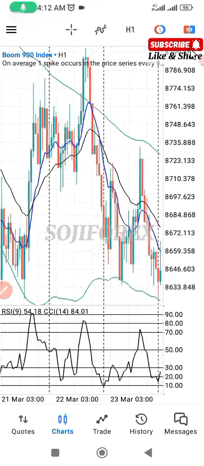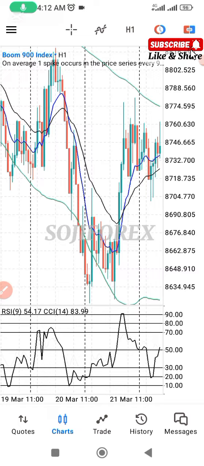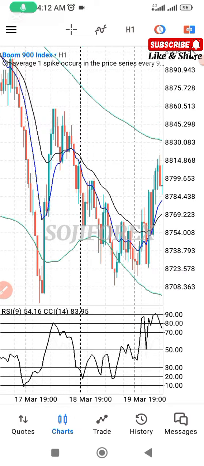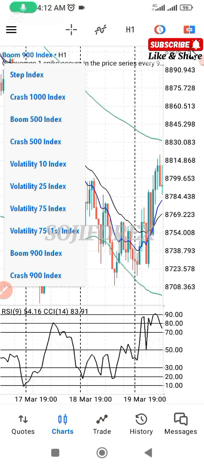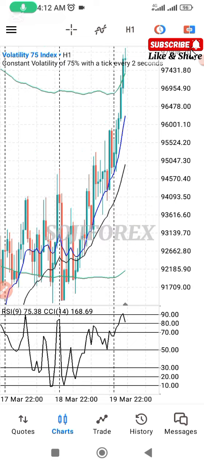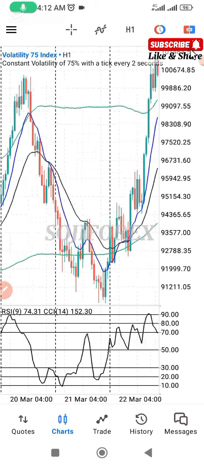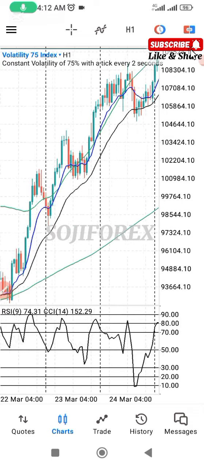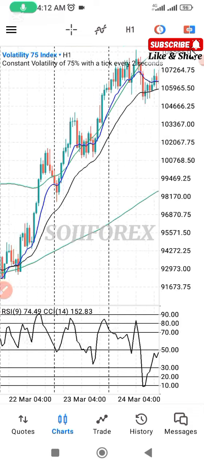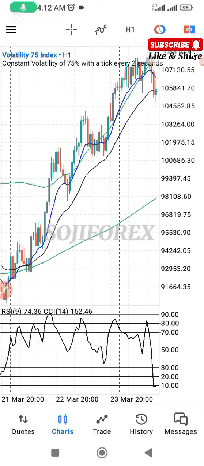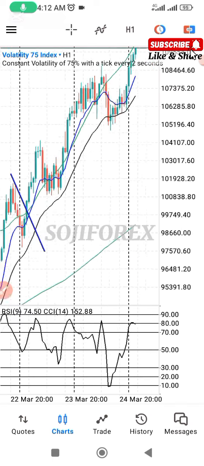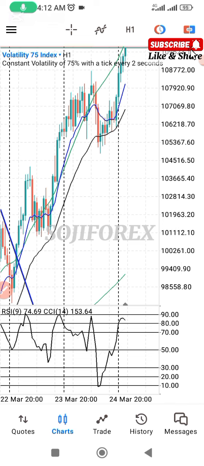You can see this. This is Boom 900. So this pattern is everywhere. You can see this is Volatility 75, and you can see for some days now price has been in this movement. So you can see that you can easily follow it up this way. So this is the advantage of your exponential moving average 10 and moving average 25.